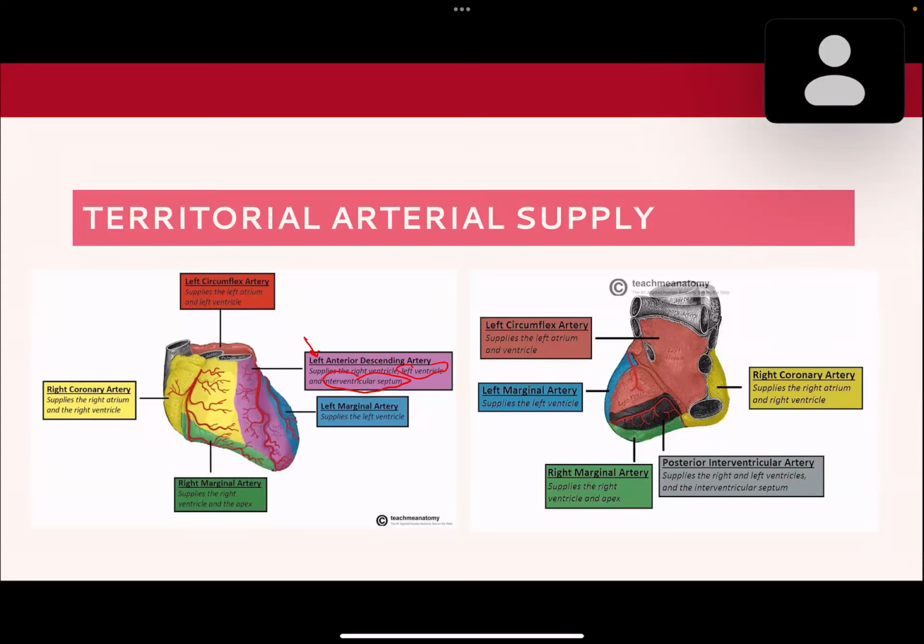Now, when we talk about the left circumflex artery, it gives blood supply to the left atrium and the left ventricle. And then the right coronary artery, because it's similar in circling back to the posterior side when you compare it to the left circumflex artery, it also supplies the right side of the heart, and that is the right atria and the right ventricle. And then lastly, the posterior descending artery, or the posterior interventricular artery, it gives supply to the interventricular septum, posterior side of it.